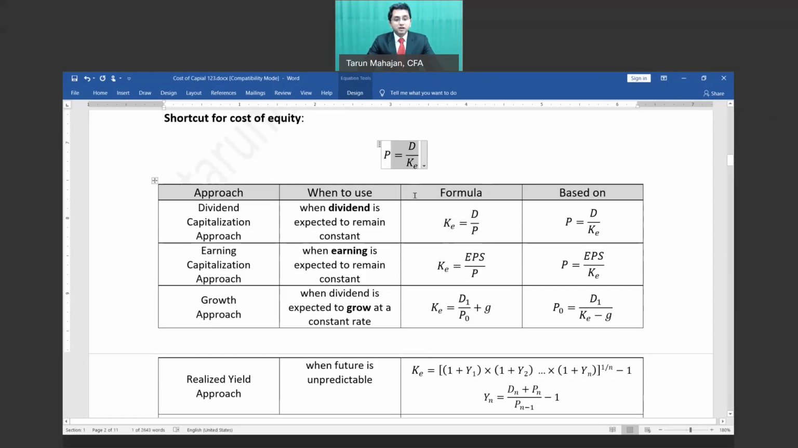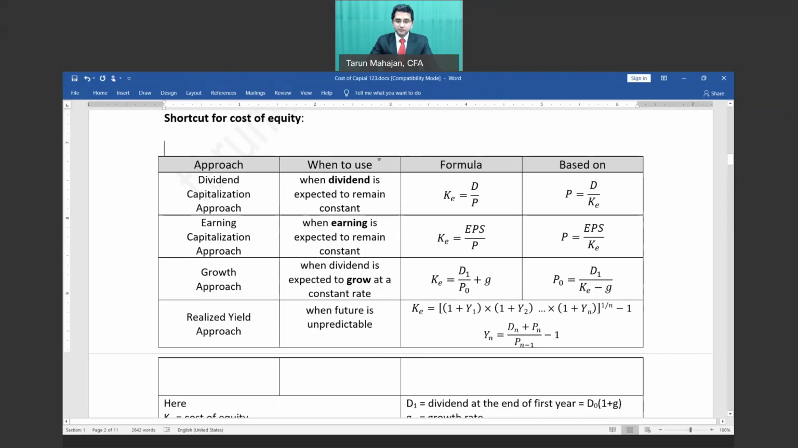But actually we shuffle this formula and we make it a cost of equity formula. Originally it's a valuation formula, but we are using it in the reverse fashion. So this formula becomes KE is equal to D divided by P, and it is based on P is equal to D divided by KE. This valuation formula is used when dividend is expected to be constant forever.